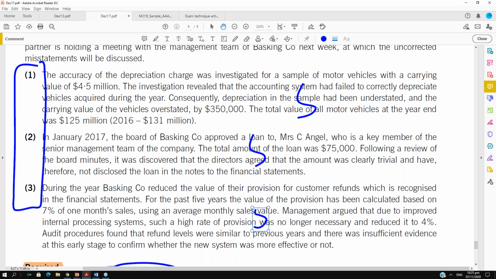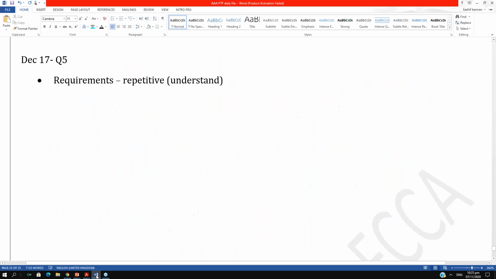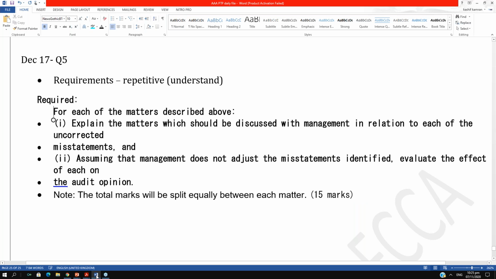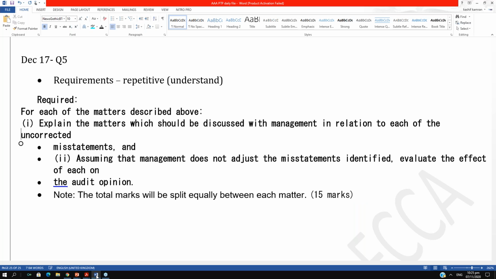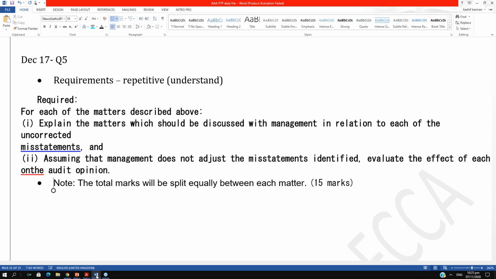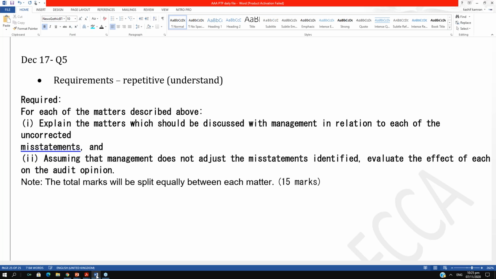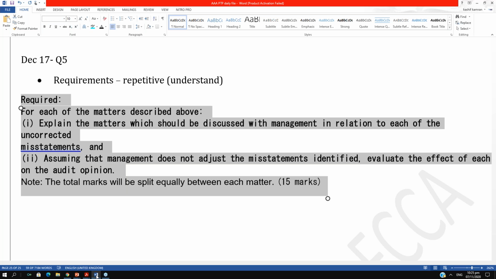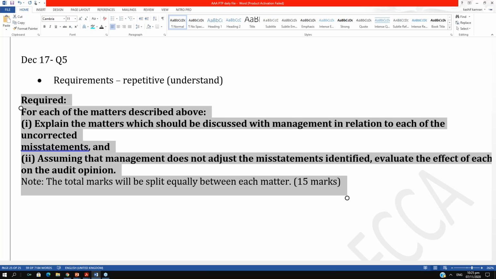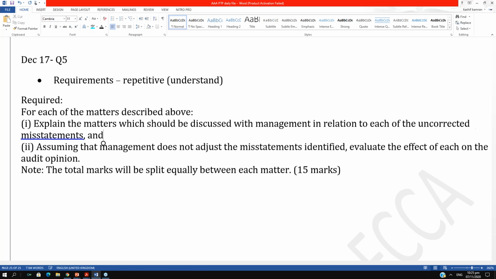Okay, now let's first understand the requirements. I'm pasting the requirement here, and we understand the requirement. Just 1 minute. Let me present the requirement to you in a proper manner. So we understand this requirement, and you can solve many past papers on the basis of it. I'm reading the requirement. Keep your focus strong.